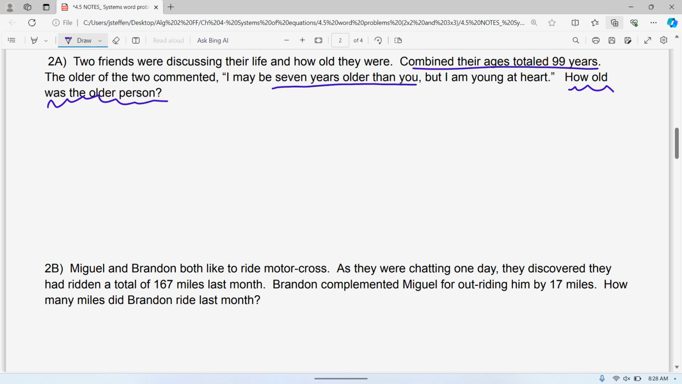My variables for this one, I try to avoid this. So if you want to use X and Y, it's not a bad idea. But O is the age of the older person. And then Y is the age of the younger.